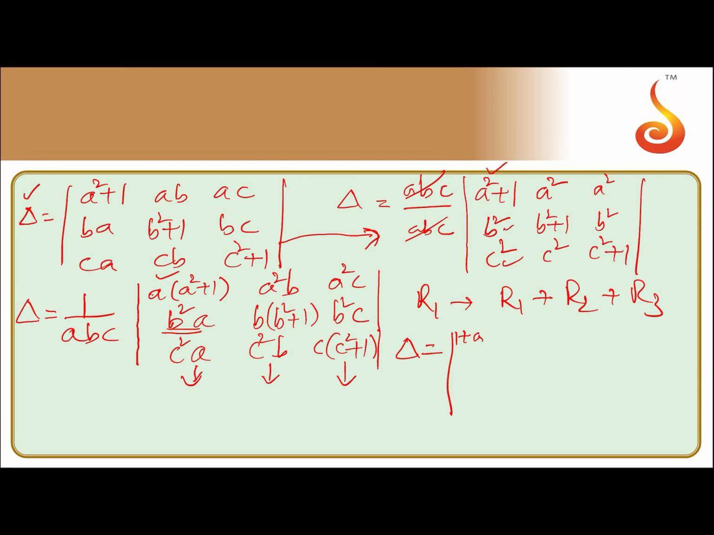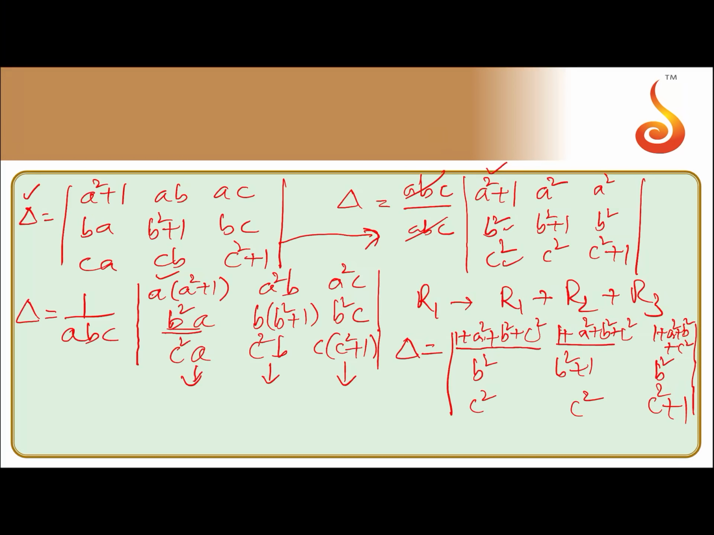Thereby the determinant will be giving us like this: 1 plus A square plus B square plus C square in each of the three positions of the first row. Right? Now we'll be keeping the other elements as they are: B square plus 1, C square, and B square, C square plus 1.